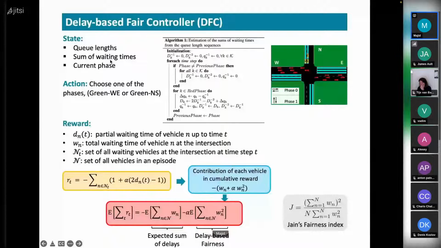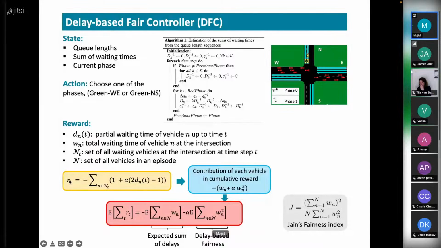Now the action here is to choose one of the phases, whether green west-east or green north-south, and we are only considering one particular intersection with these approaches. Phase 0 is green for west-east and phase 1 is green for north-south. For the reward, let me first introduce these parameters. d_n^t is the partial waiting time of vehicle n up to time t, and W_n is the total waiting time of that particular vehicle n at the intersection. N_t is the set of all waiting vehicles at the intersection at time step t, and N is the set of all vehicles in an episode of our learning algorithm.